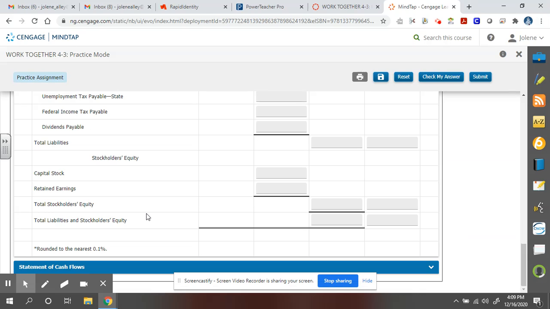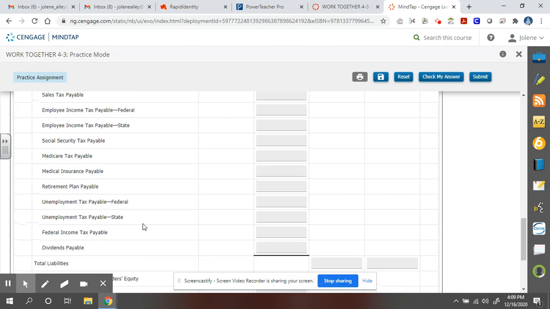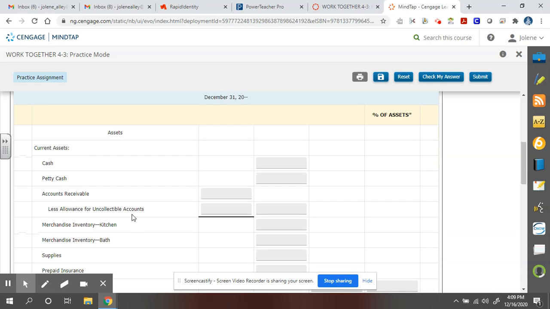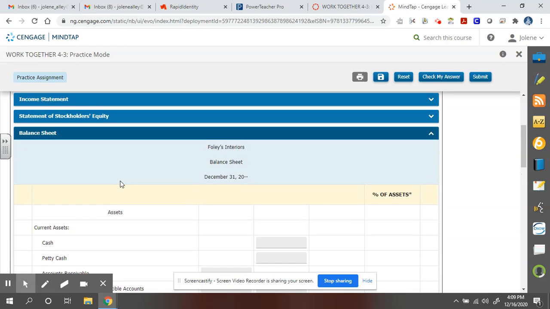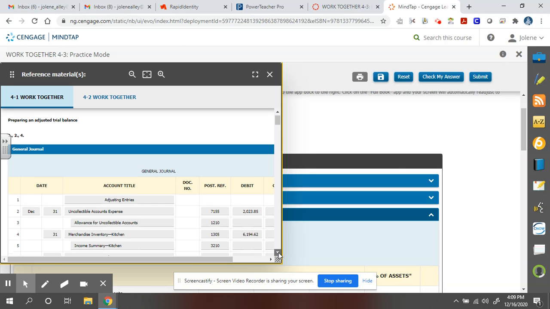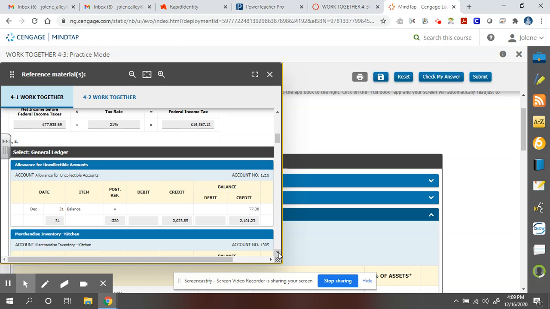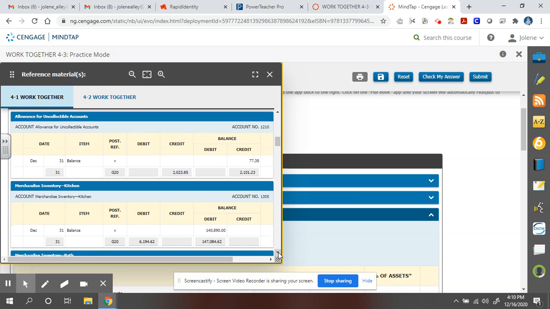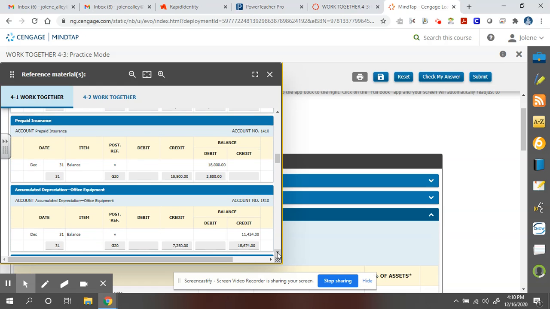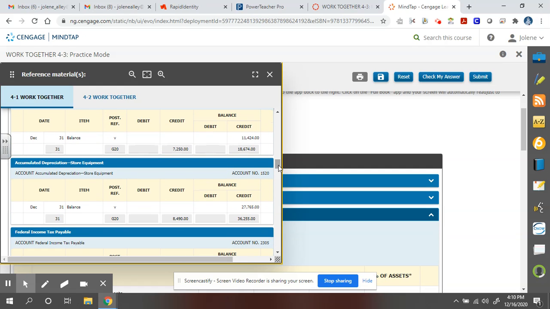All right. See, down here it says total stockholders' equity. I just want to get through the balance sheet. Okay, balance sheet. We're going to go to this 4-1. Then we need to go down to the general ledger. And we're going to find, there should be one here for cash. Did I skip it?